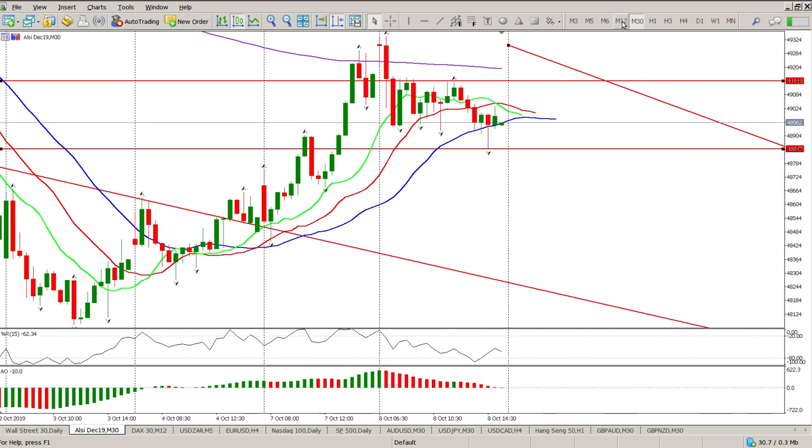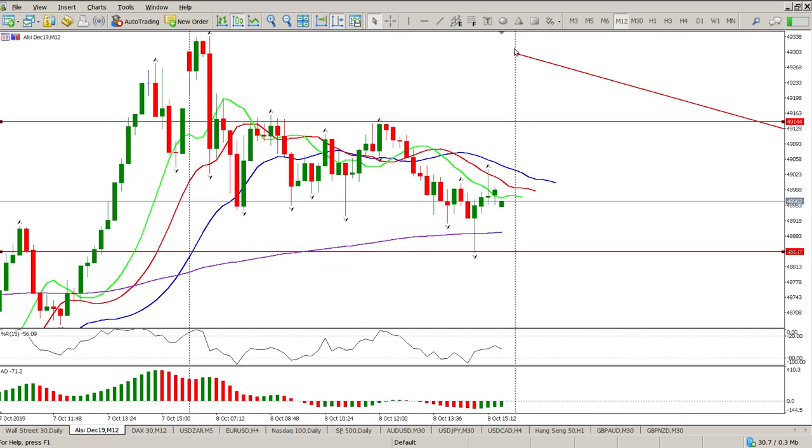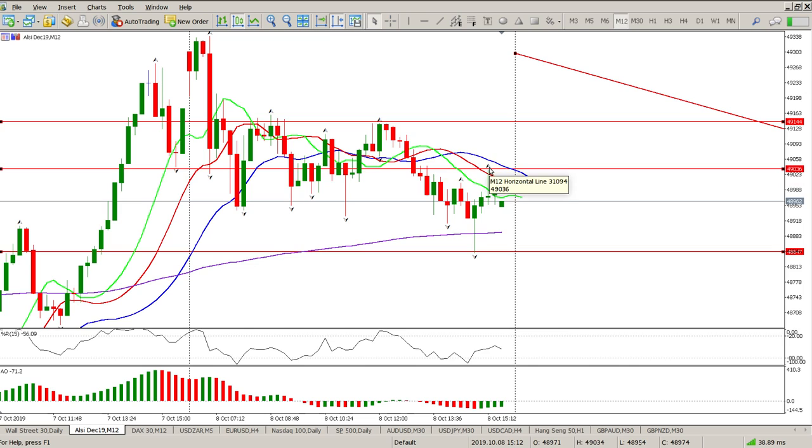The half hour is exactly the same structure. The 12 minutes, we may get a cleaner entry. Yes, we do. No, we don't. I suppose we could. So there is an upside fractal. A break of that fractal would break the alligator to the upside. Okay, and we're looking at 49,036, or alternatively 48,845. Those are the two fractals that we're looking at.